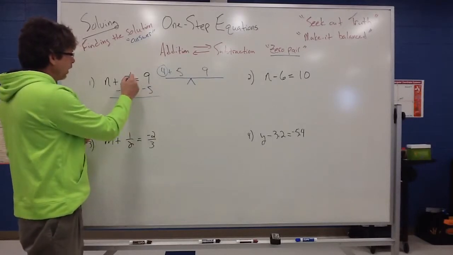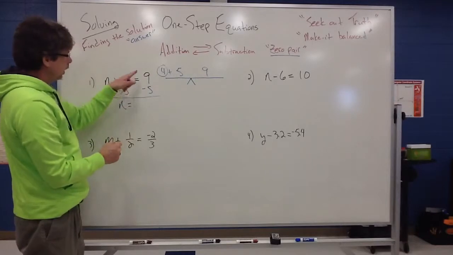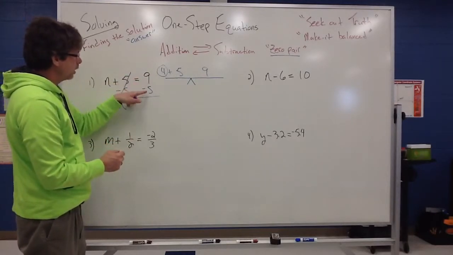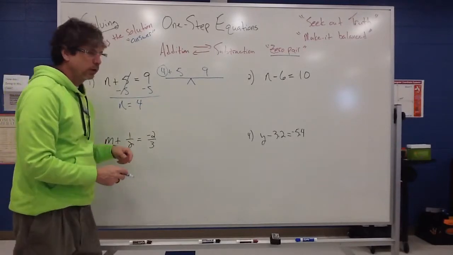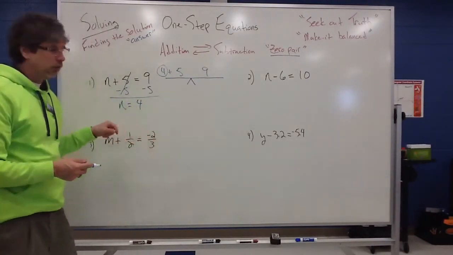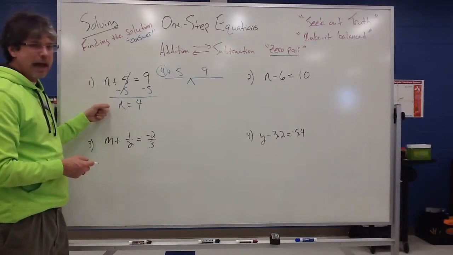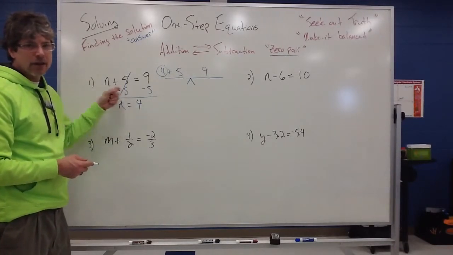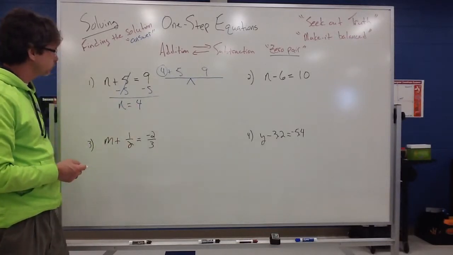What happens though, these 5s and negative 5s will zero out. This n comes down by itself. And then if I do this math over here, a 9 and a negative 5, or 9 minus 5, that actually gives me my solution of 4. So there's a math strategy that actually also takes me to that value of 4. So one of the goals is to get that x by itself, if you will, get that variable, get that letter by itself. In this case, we're getting n by itself.